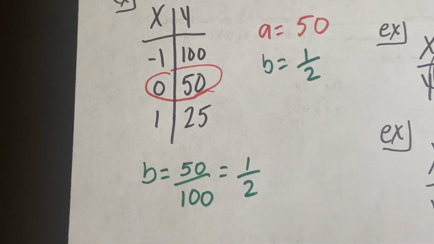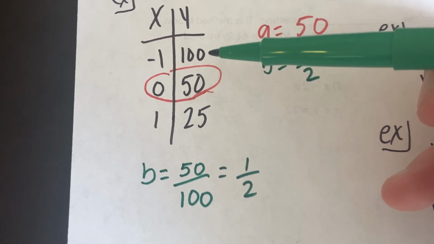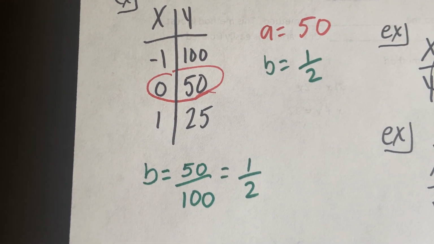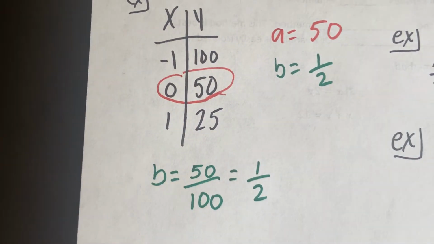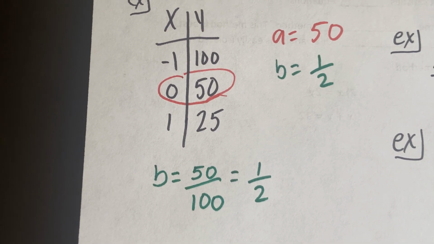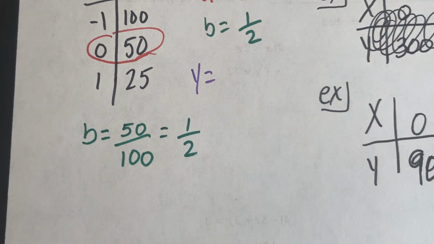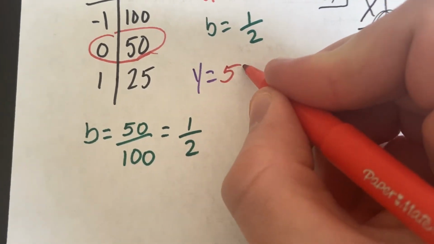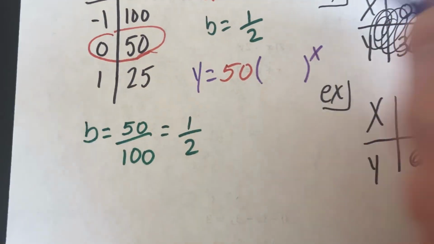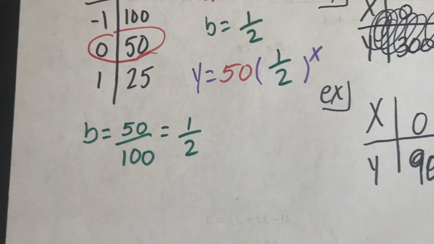And notice, as my X values got larger, my Y values are getting smaller: 100 to 50 to 25. This is a decay. Notice what my multiplier is: it's 1/2, which is directly in the middle of 0 and 1. So let's put our pieces together here. Y equals the initial value of 50, using parentheses raised to my exponent x, and that multiplier we found to be 1/2.